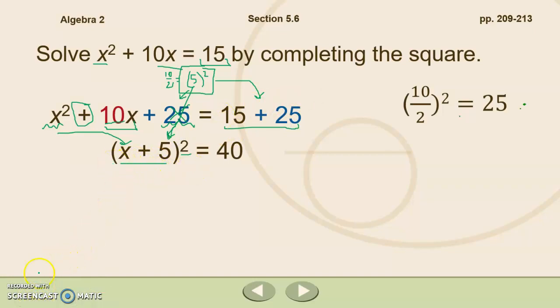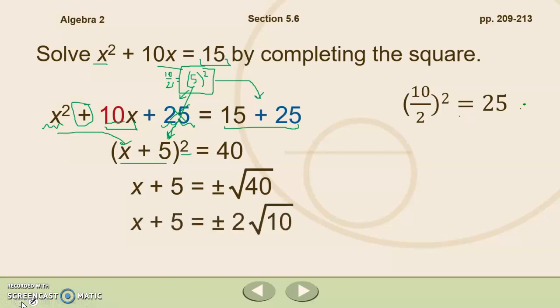Now I have something that I can solve by taking the square root. So I'm going to take the square root of both sides. That gives me x plus 5 equals plus or minus the square root of 40. Then I'm going to use everything that I learned in the previous lesson to simplify this radical. Using prime factorization, I get 2 times the square root of 10. Now I'm going to isolate the x, and when I do so, I get x equals negative 5 plus or minus 2 times the square root of 10.